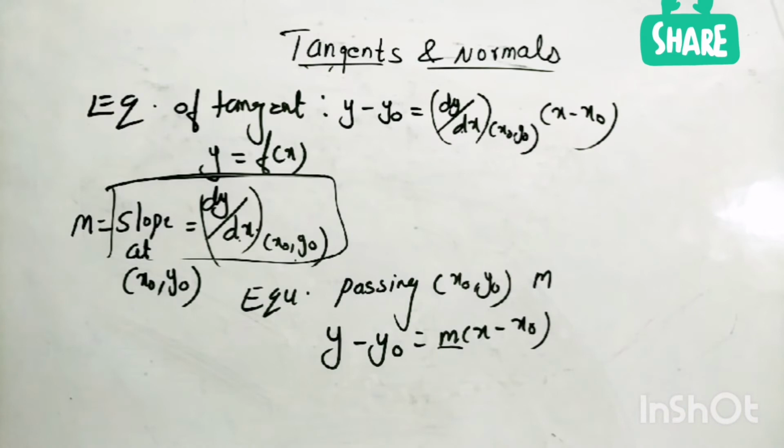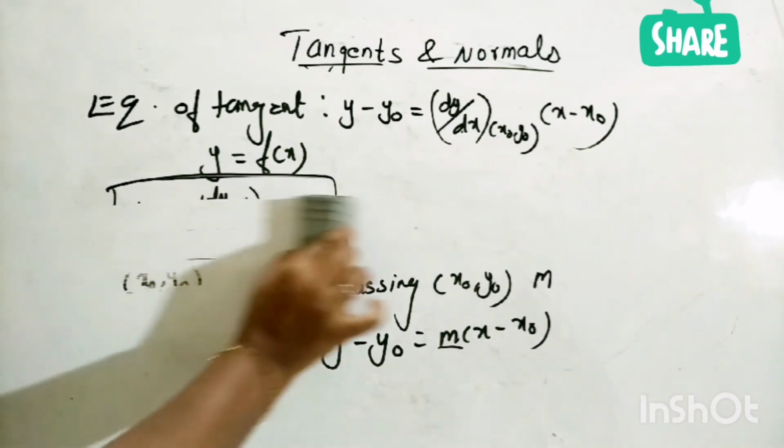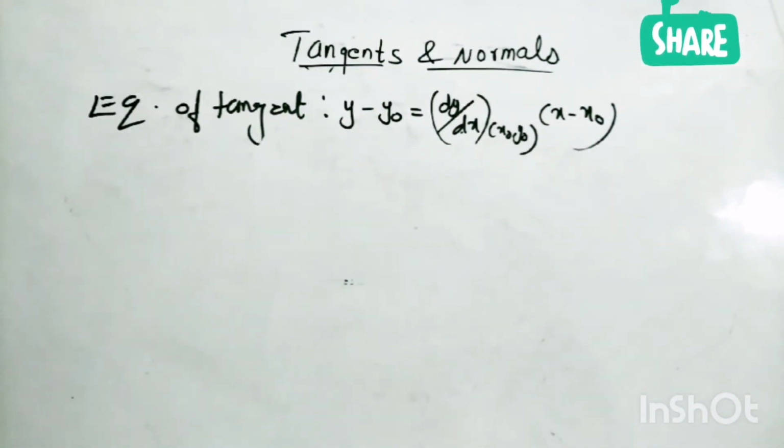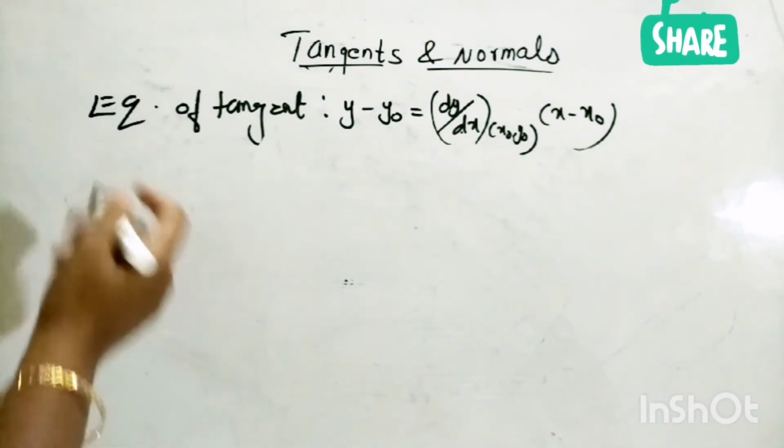Now, as I said, normal means a line which is perpendicular to our tangent. Then the equation of the normal we need to find.